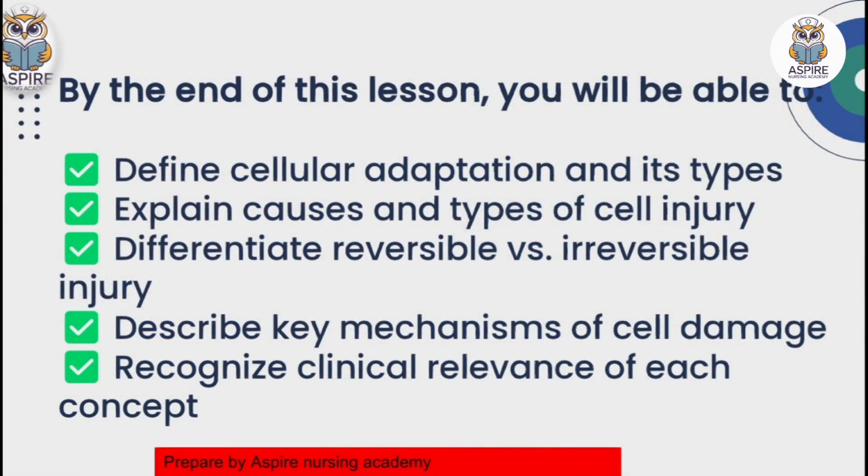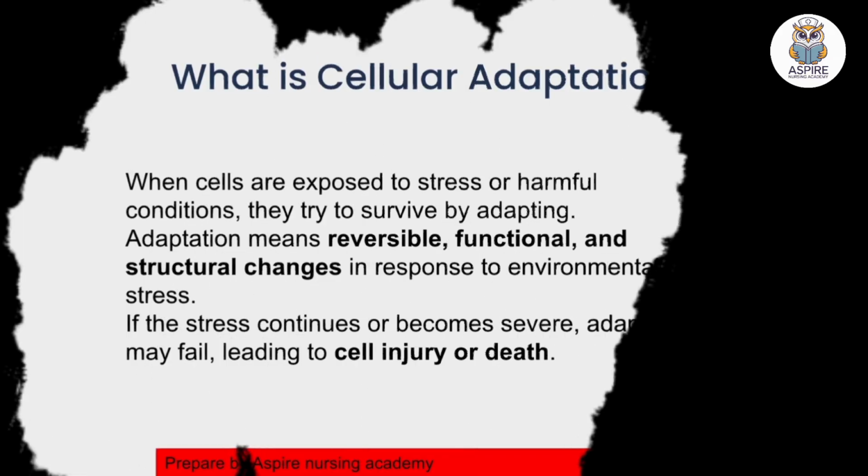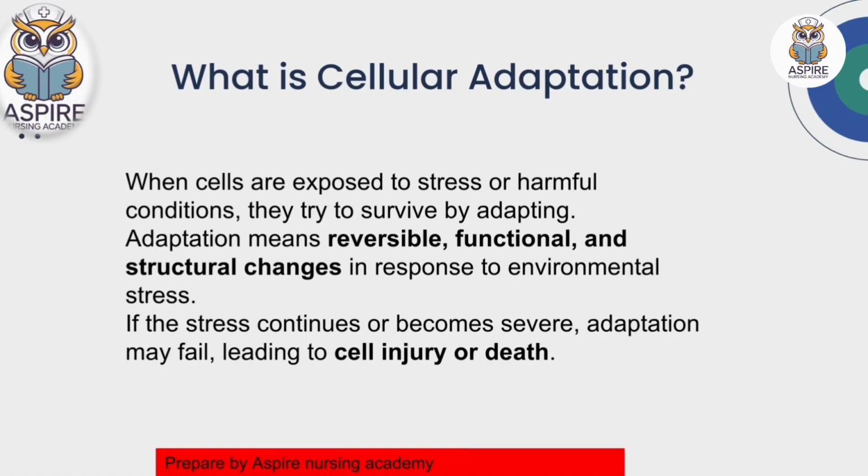Lesson goals. By the end of this lecture, you should be able to define what cellular adaptation is, describe its main types, understand the difference between reversible and irreversible changes, recognize the mechanisms of injury that can lead to cell death. Let's begin with cellular adaptation.